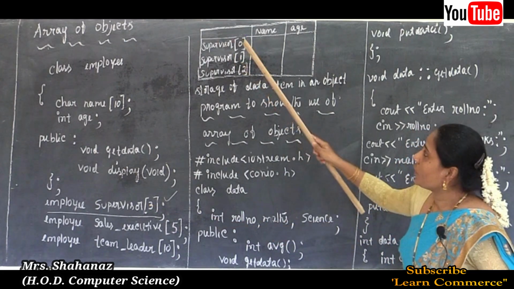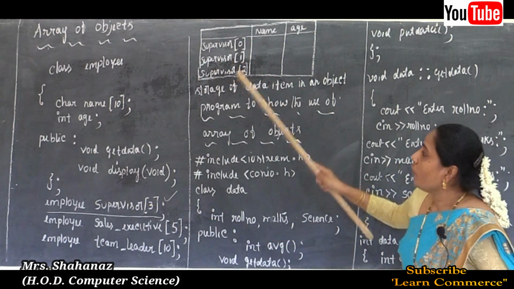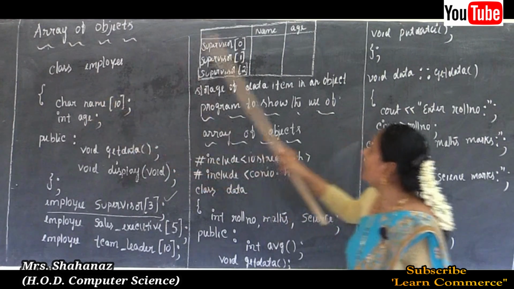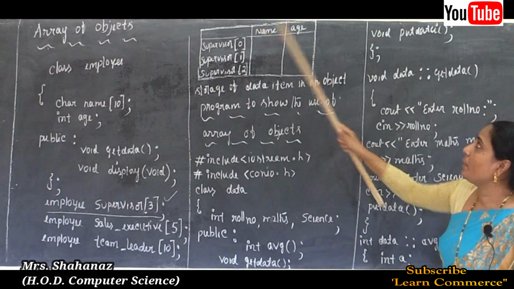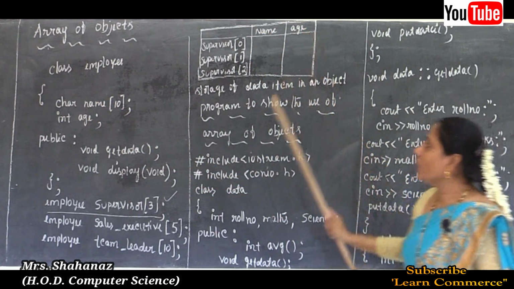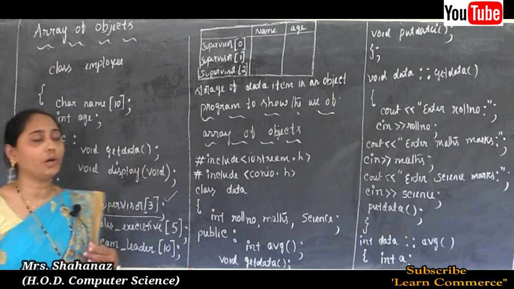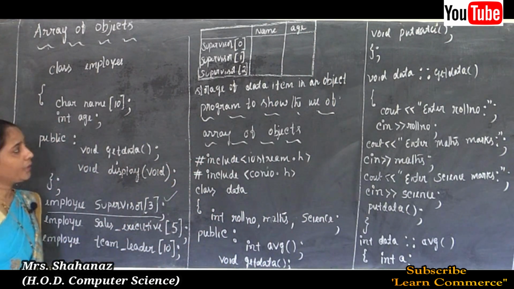So the subscripts are 0, 1 and 2, and here just 2 members of data are there. I just mention the name and the age. Is this point clear? Now let's see one simple program for our array of objects.